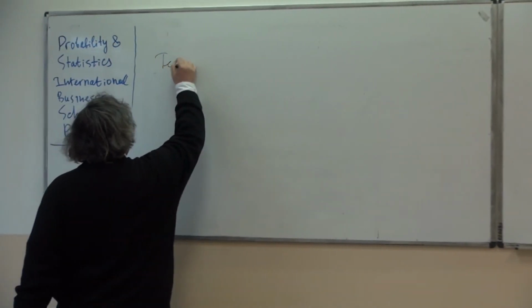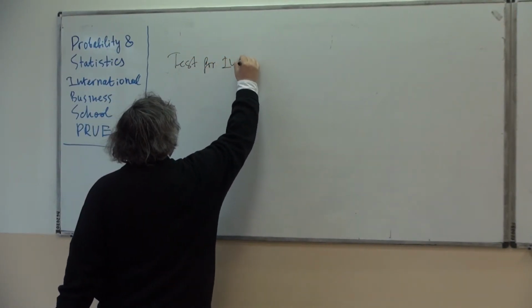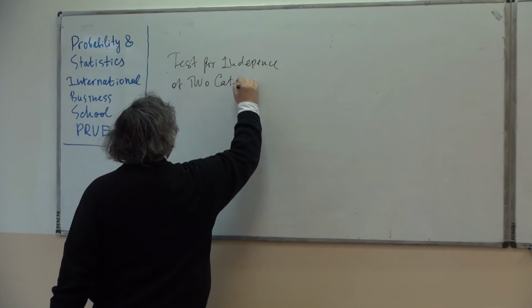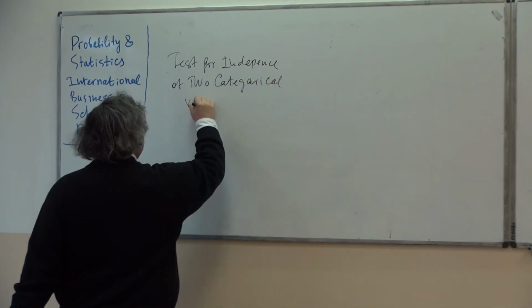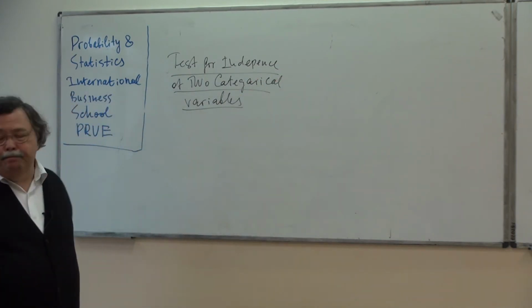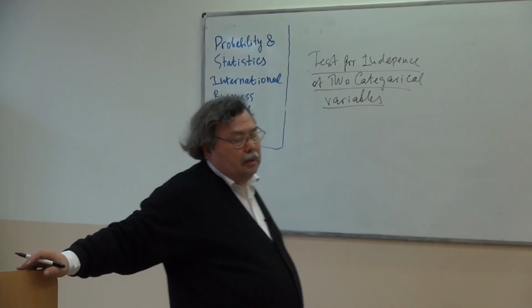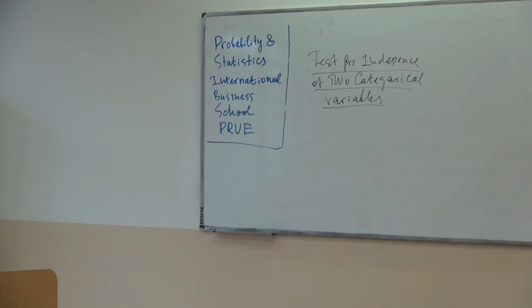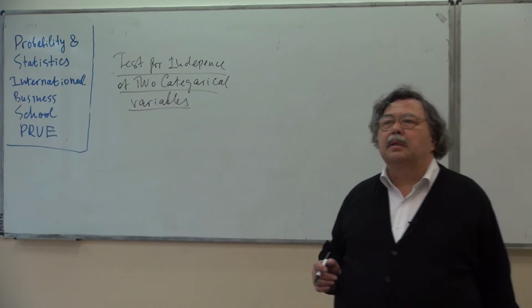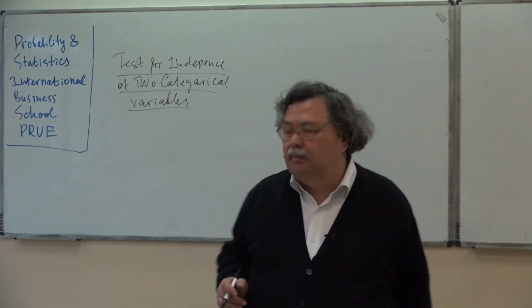Test for independence. Independence of two categorical variables. Okay. Now, suppose we're interested in knowing whether there is any dependence between the age bracket and consumer preferences in terms of beverages used.